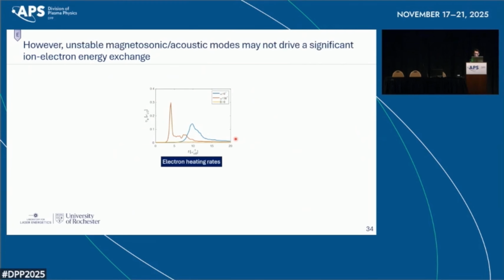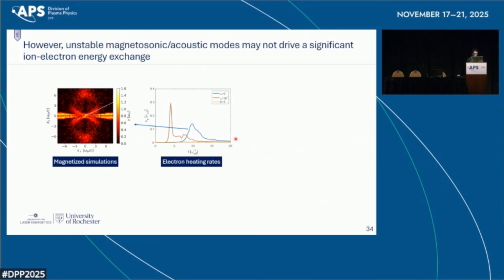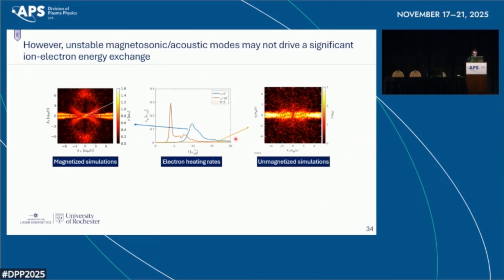However, here I'm going to tell you that this nearly perpendicular mode may not drive a significant ion-electron energy exchange. So this is why. Let's go back to this electron heating rate. This blue curve here comes from the magnetized simulation. This yellow one here comes from the unmagnetized simulation. So we don't see effective electron heating in the unmagnetized simulation, even though a similar perpendicular mode is present. So this unstable magnetosonic mode may not drive a significant energy exchange.